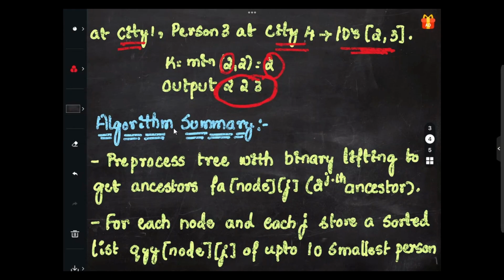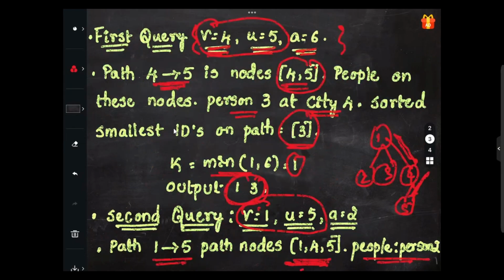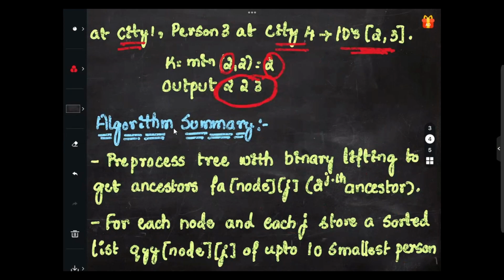Basically, the output that we have got here is 1 3 and 2 2 3, which is equivalent to the output that they have mentioned for example 1 within the question, right? So our approach works absolutely correct here. So let's do one thing. Let's move on with the algorithm summary here, right?